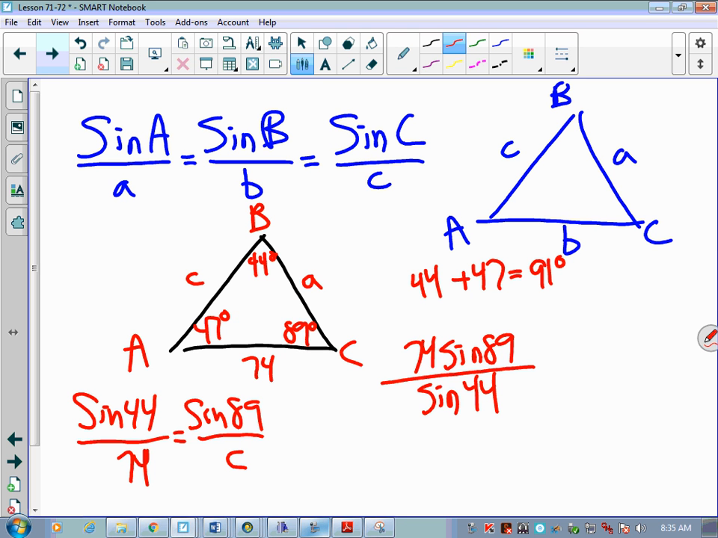Now, before I go and do this, just because it's been a little while maybe since we've done things like this, I need to check in my calculator before I start punching a bunch of stuff in. I want to make sure it's in degree mode, okay? Because believe it or not, even if you didn't change it to radian mode, sometimes your calculator will do that for you. All right, so what is 74 sine 89 divided by sine 44? 106.51. 106.51 is correct.